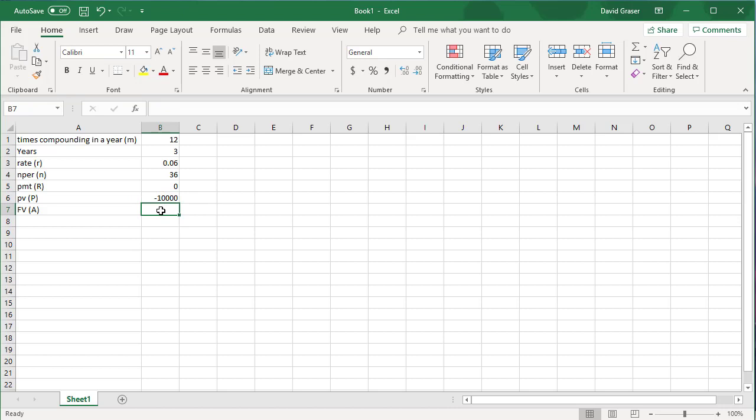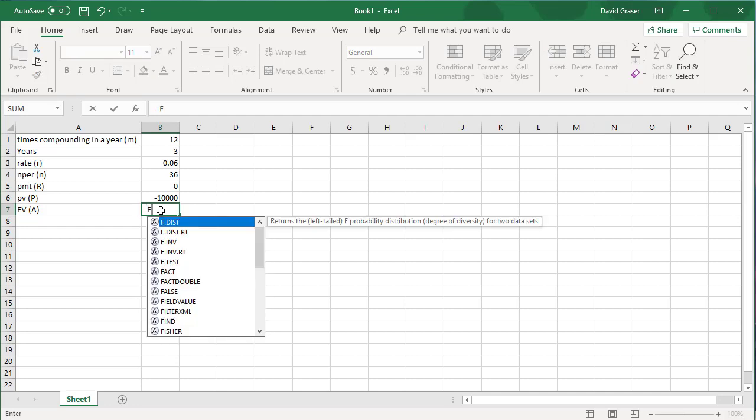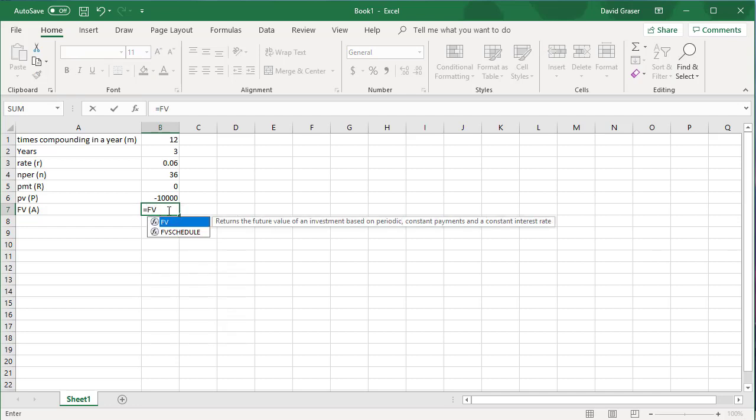Now I need to put in the formula for future value. And the command for that is capital F, capital V. Since it's a calculation, I'm going to type equals capital F, capital V. And as soon as I do that, it's going to go ahead and suggest some things to me. I'll type a parentheses. And now it's telling me I have to put the rate, the number of periods, the payment, and so on. So the rate that it wants here is the rate per period.